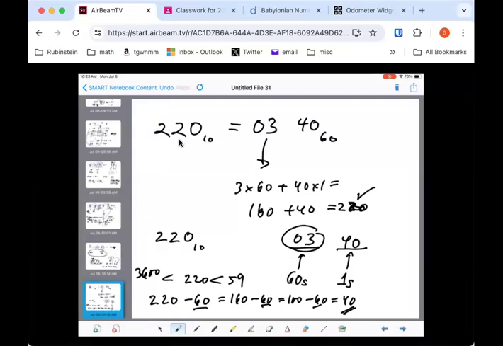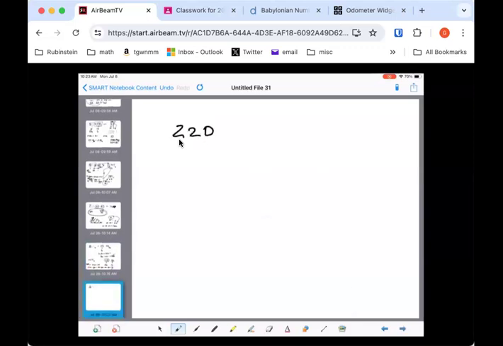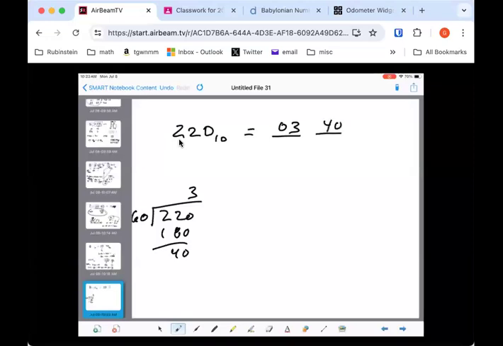So a second way that you might prefer to do this question is to divide 220 by 60 and see how many times it goes in. And in that case, the 3 would be the 60s place, and the 40 would be the ones place. So that's one way that you can do that.